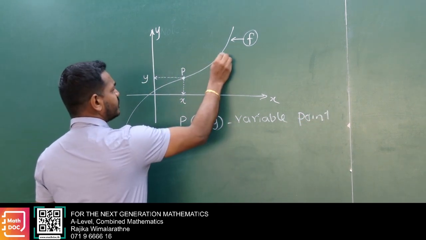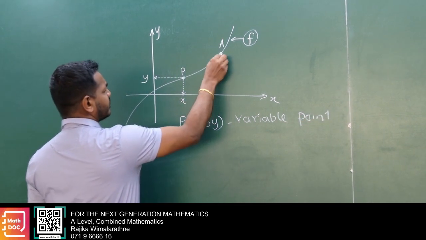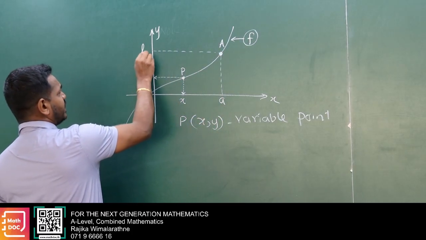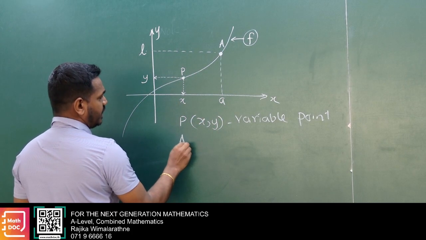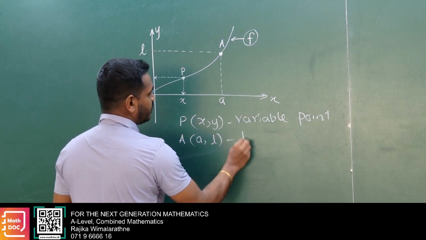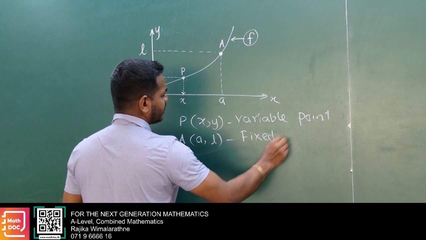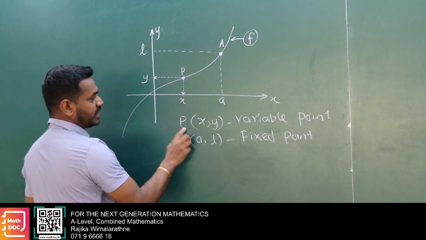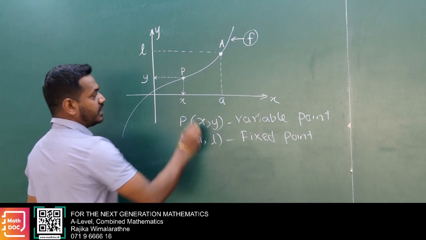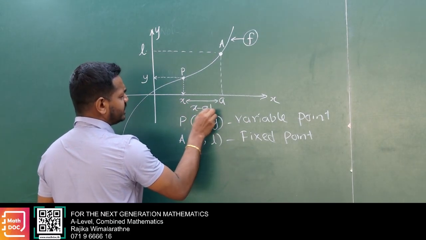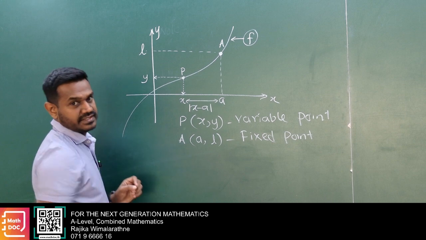Then you say here fixed point A. Then here it has fixed value A, corresponding fixed value, let's say L. Then A comma L, say fixed point. Fixed point means it can't move, but P can move. Then here this distance, we say modulus of x minus a, the distance modulus of x minus a.